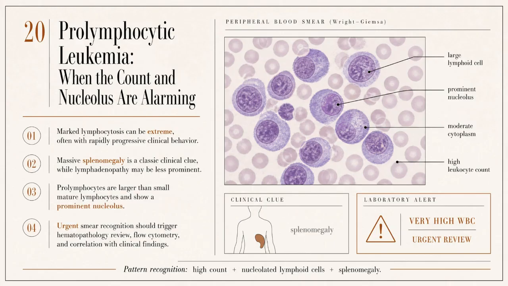In the next segment, we will explore hairy cell leukemia, an indolent B-cell neoplasm with its own distinctive clinical and morphologic profile, further expanding your diagnostic repertoire in mature lymphoid disorders.